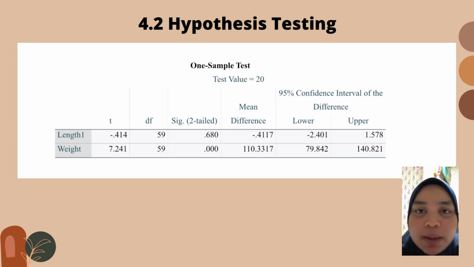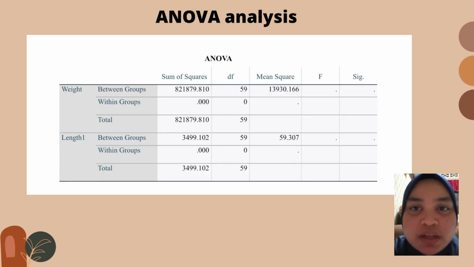Confidence interval of the difference lower for length 1 is negative 2.401, while upper is 1.578. For week, the confidence interval of the difference lower is 79.842, while upper is 140.821.